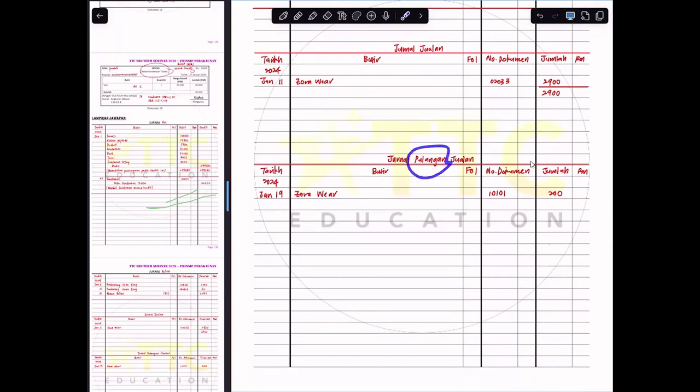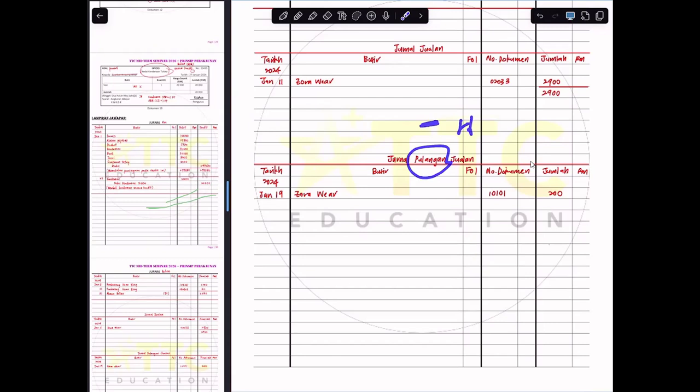What's the function for pulangan? To add or minus? The function of pulangan is only to minus. That's the only function for pulangan. And the klasifikasi only relies on the jualan. And what is the klasifikasi of jualan? Jualan means to sell. Sell, you will have income. So what's the klasifikasi of jualan? Your sales income. Klasifikasi of jualan? Hasil. Minus hasil, debit or credit?